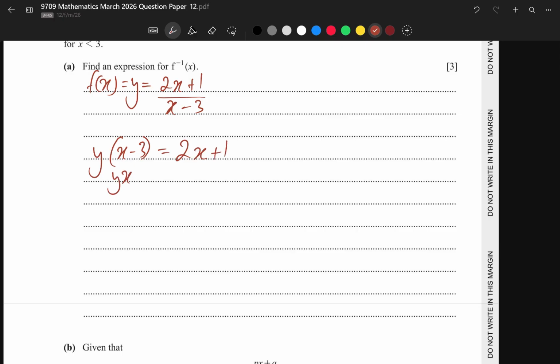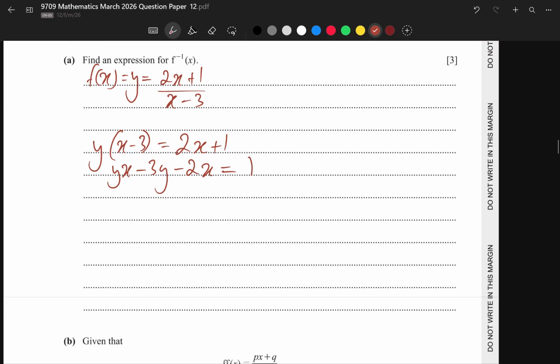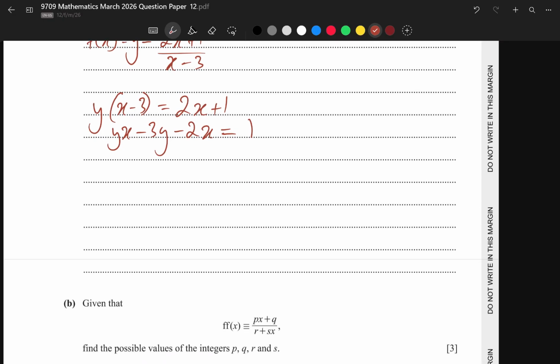So yx minus 3y, let's shift this 2x to the other side, minus 2x equals 1. Now we simply shift this minus 3y back to the other side, because we are trying to make x our subject, so we'll get yx minus 2x equals 1 plus 3y. Now if we take x common from these two, we'll get x into (y minus 2) is equal to 1 plus 3y.